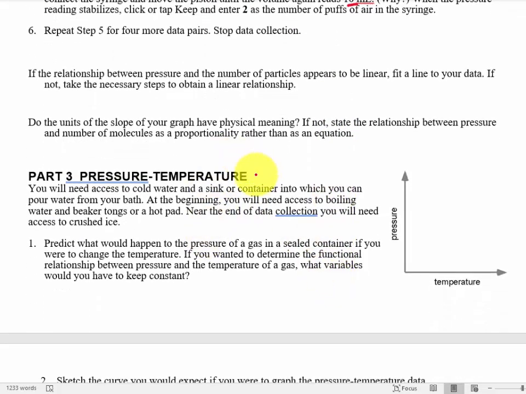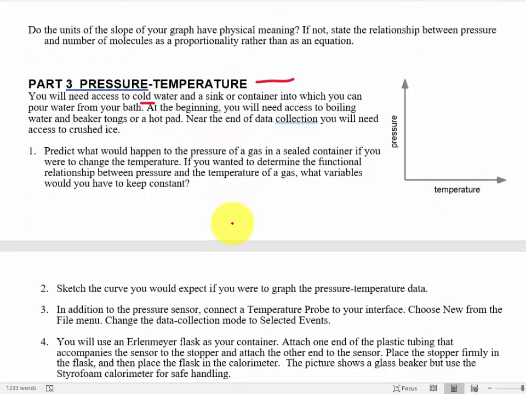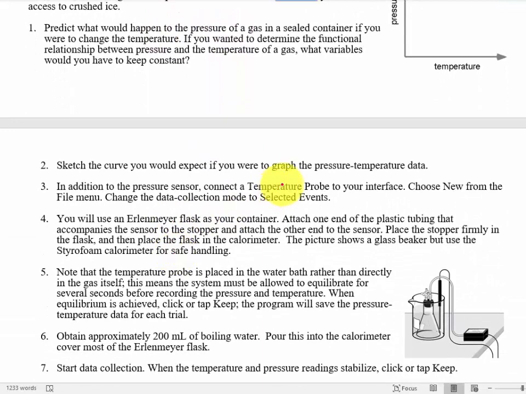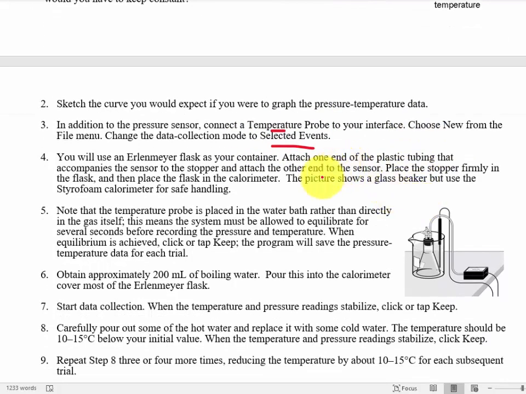What you're then going to do is the pressure and temperature measurement, and for this we no longer need the syringe. We do need some cold water as well as some ice and the sink. So what you're going to do is go ahead and connect the temperature probe, and you're going to change the data collection to selected events. This is going to let you say keep certain times in a very easy way.